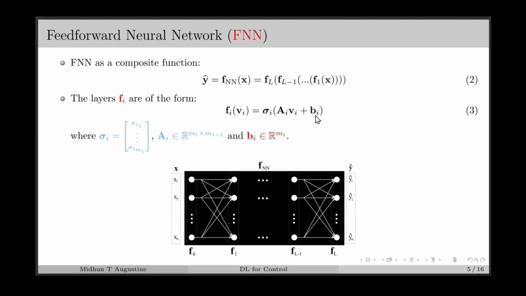In feed-forward neural network, the information passes from each layer to the next layer only. The information flows in only one direction. That's why it's called a feed-forward neural network.